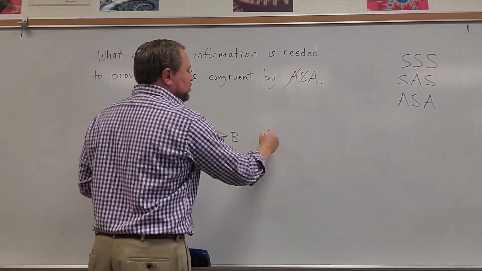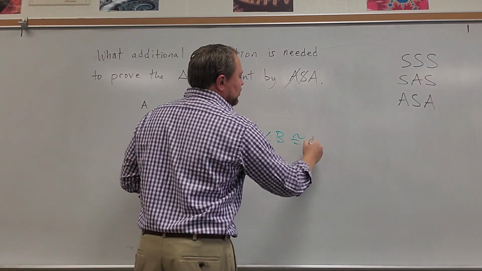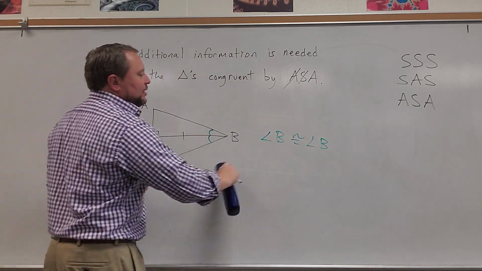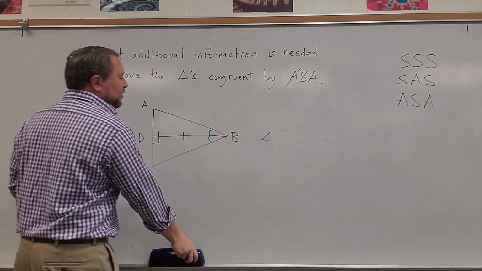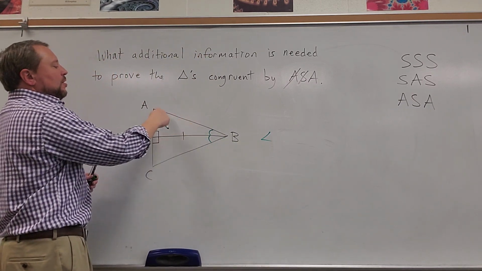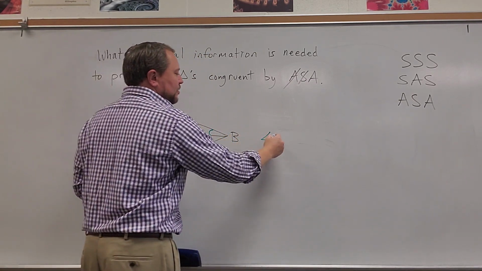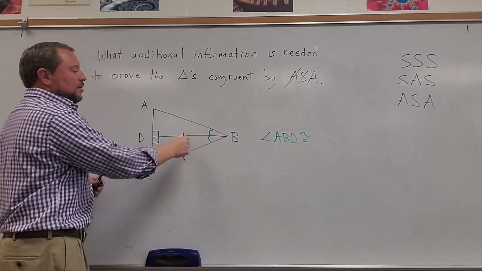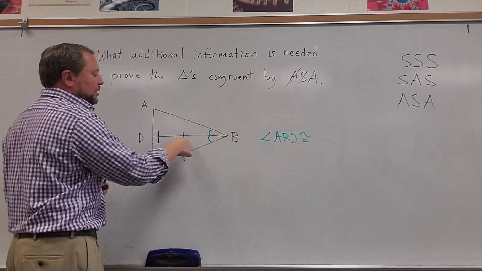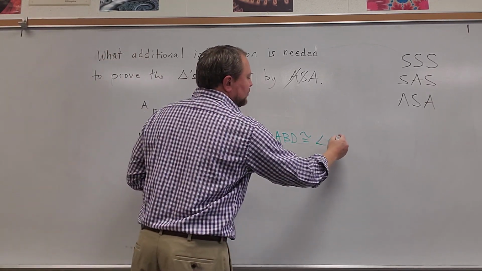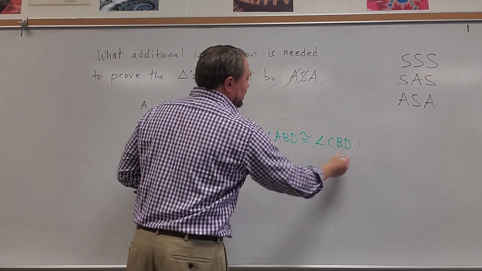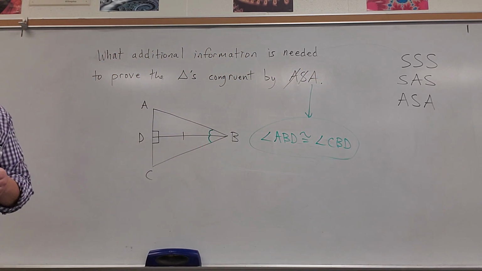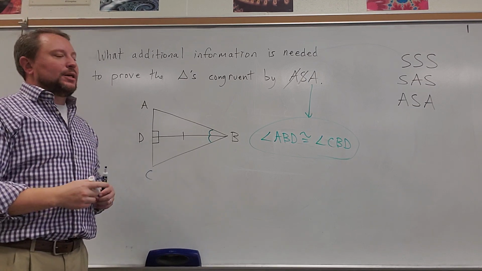But again, don't just put angle B is congruent to angle B. That is not accurate enough. You need to be a little more specific here. The top angle B would be called ABD. The bottom angle B would be called angle CBD. So that would be the only additional information I need for that last pair of angles. And that way the triangles would be congruent by ASA.